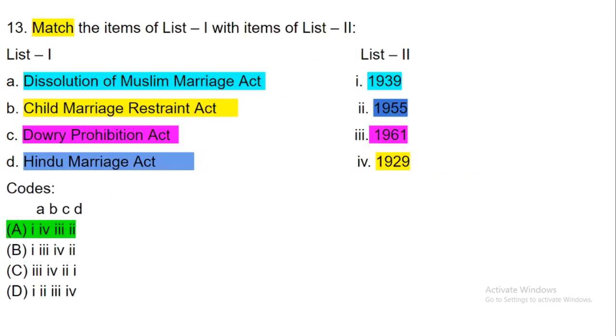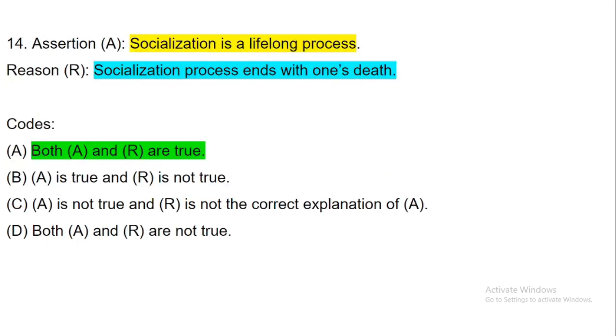Now next question. Okay, again you have to match. Dissolution of Muslim Marriages Act, that is in the year 1939. Child Marriage Restraint Act, that was enacted in the year 1929. Dowry Prohibition Act, that is associated with 1961. Hindu Marriage Act, that is in 1955.